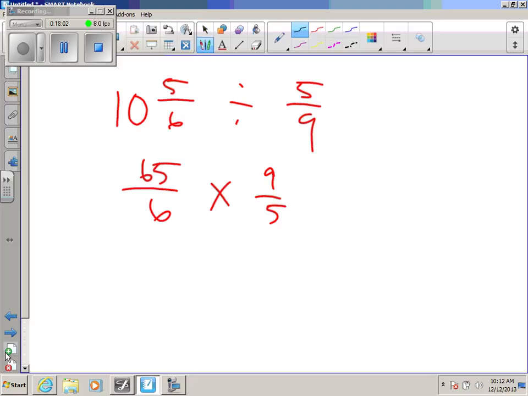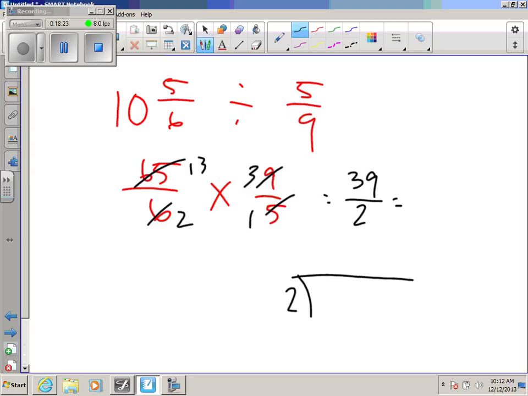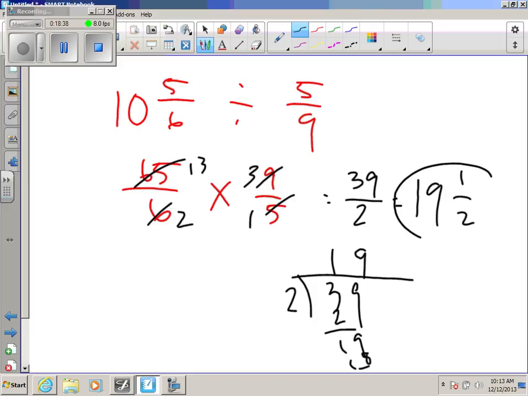6 and 9 are both divisible by 3. There's 2 there and 3 there. 65 and 5 by 5. And that's 13. So again, we get this 39 over 2. And if we're not sure, it should be 19 and a half.